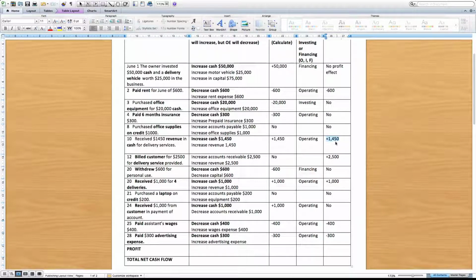Okay, plus you can also match that across here as well. Okay, revenue item. I'm going to do a little bit of a highlight. It's a revenue item. Here we also have a revenue item on the 12th, another revenue item.